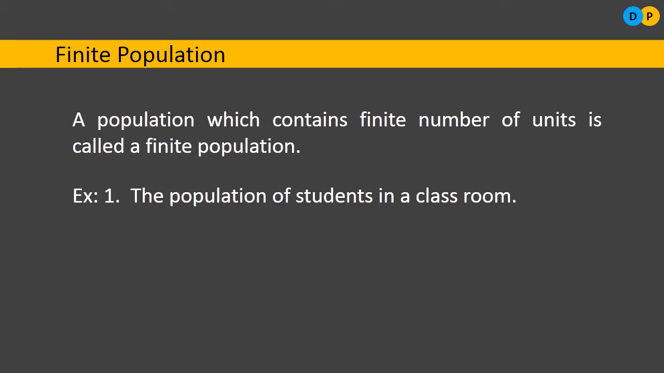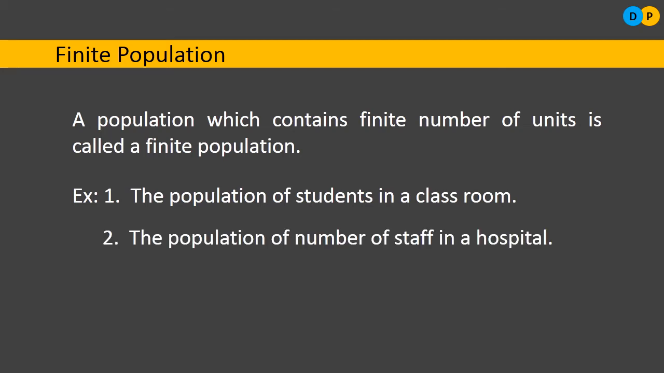The fixed number is always available in your attendance book. So in a classroom there may be 50, 30, 60 or 70, whatever, but there is a fixed number. Similarly, another one is the population of staff in a hospital. This staff number is always available. It is fixed. You cannot say there are infinite staff members in a hospital. No, that's not going to work. So the population having a finite number of units is referred as finite population.